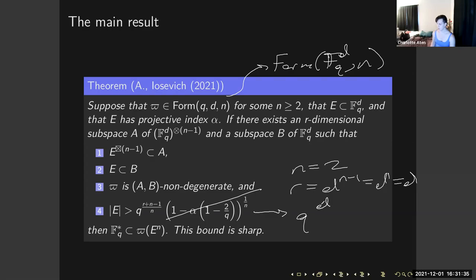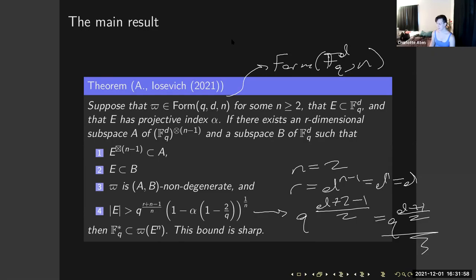And this is Q to the D plus one over two. And this is the bound that Iosevich and Hart proved. Okay, so this is actually a generalization. And even in the n equals 2 case, if we take this alpha to be some positive quantity, then we will actually get a slightly stronger statement.